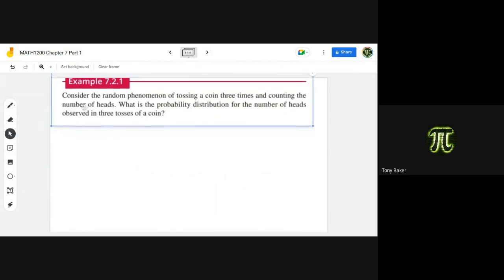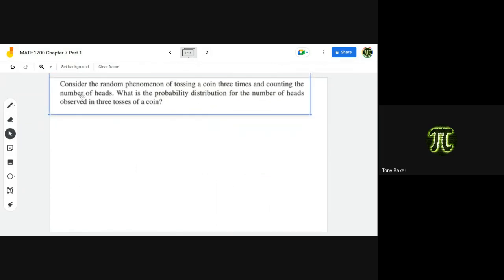All right. Let's look at tossing a coin 3 times and counting the number of heads. What's the variable in this case? The variable is the number of heads.